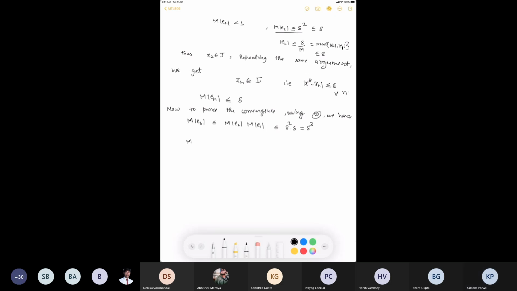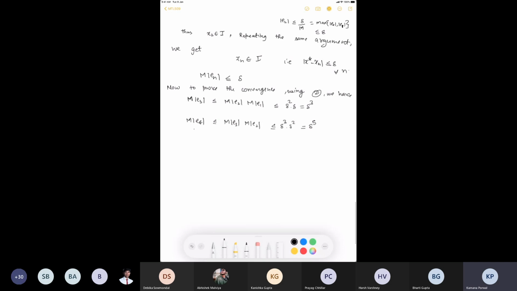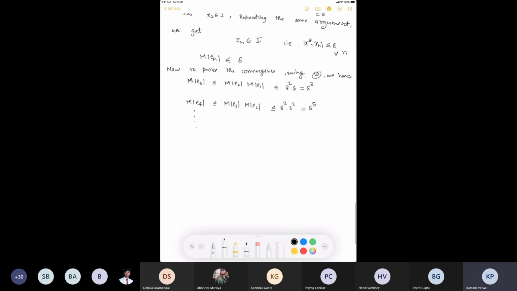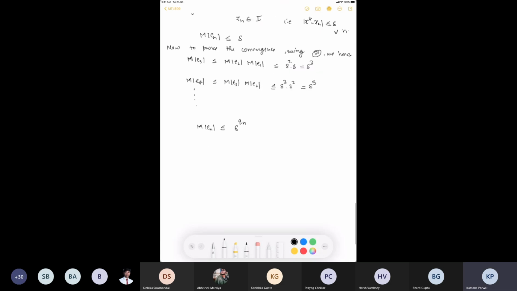Okay, so what will happen to m times e4? This is less than or equal to m times e3 into m times e2, which is less than or equal to delta cube times delta square. So we get delta raised to power 5. Okay, so now I want to write the general term. What will happen if I take m times en? What is the power I'm going to get? Say I get some number which is qn here, which I will determine.